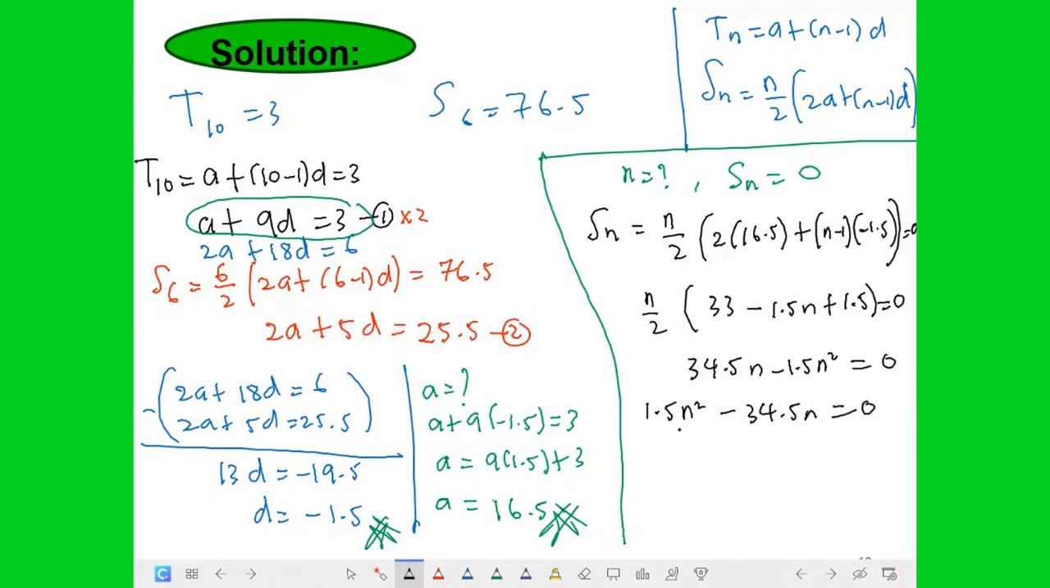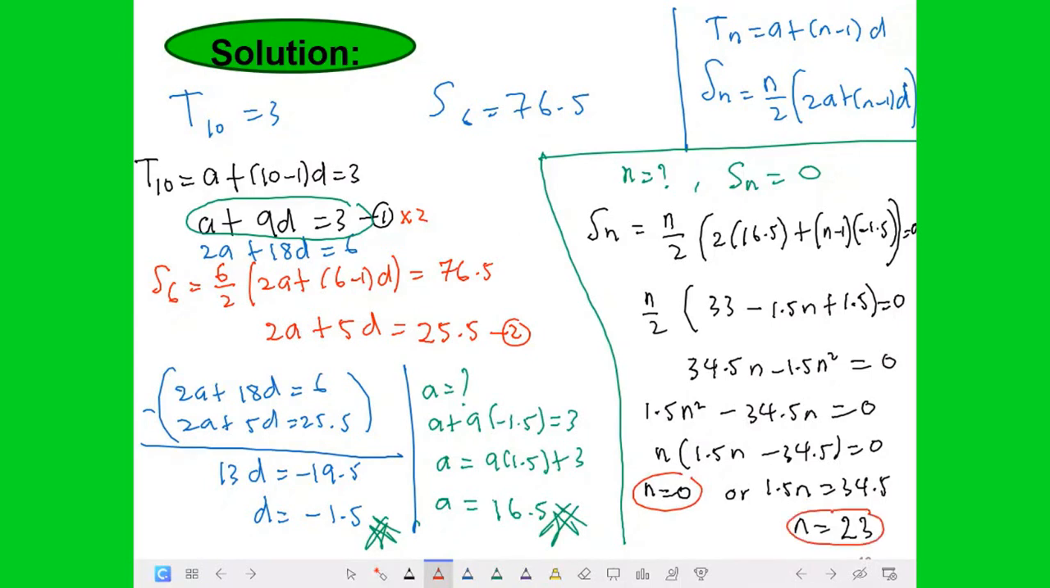Factorize, factorize n. Then you will get n is equal to 0 or 1.5n equals 34.5. Help me to find this one. What is n? 23. So what is the answer, both or one only? Only one. The lowest n is 1, because n is the number of terms. If 0, there is nothing. So the answer is only 23.